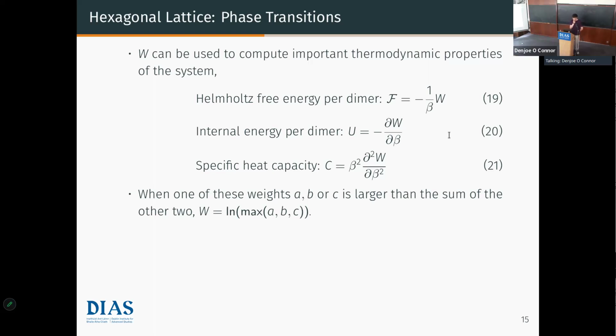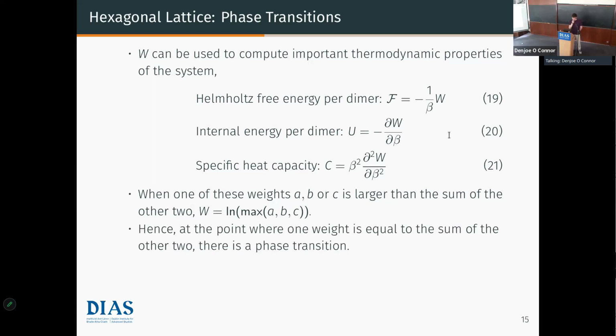So for this hexagonal lattice, when one of these weights A, B, or C is larger than the other two, we find that W is just the logarithm of that weight. And these correspond to what are called frozen regions. So in these cases, basically all of the dimers on your lattice will be the maximum of those three weights. So if C is bigger than A plus B, then your entire domain is just going to be taken up by these C type dimers, and same with B or A. So it's just the maximum of those three.